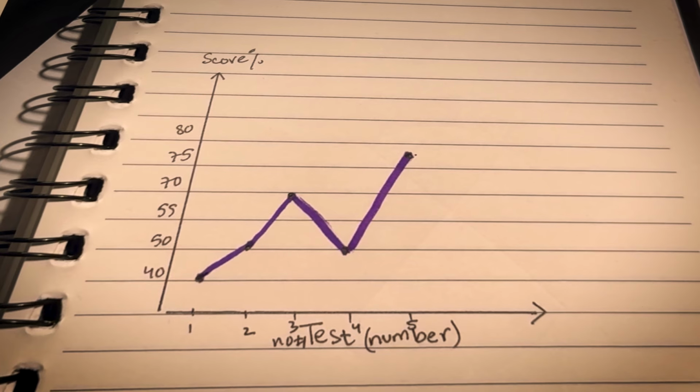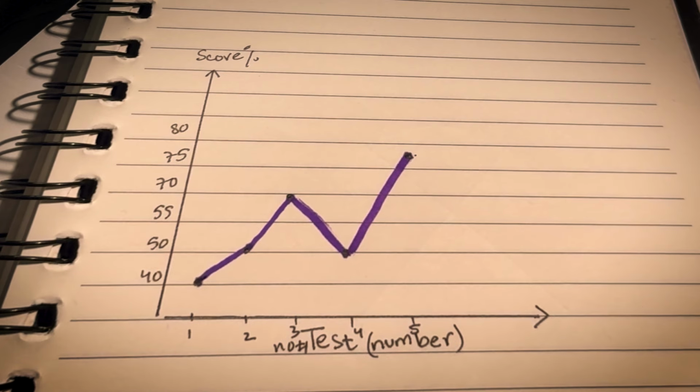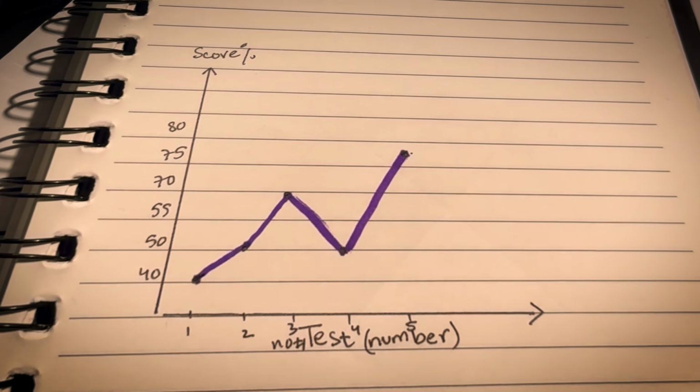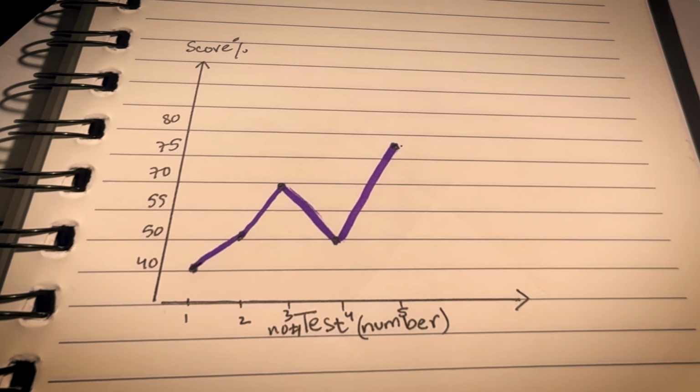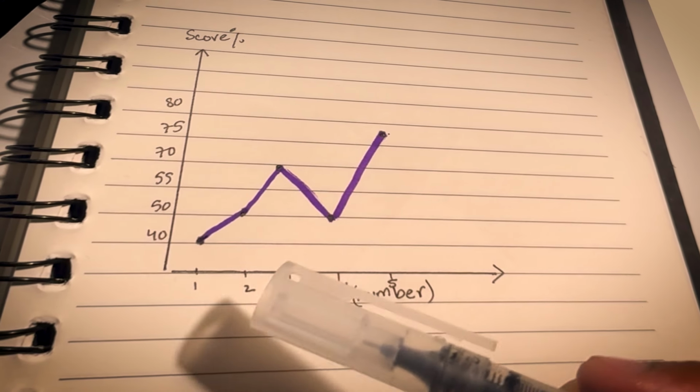You learned from that dip and came back stronger. This is your best score yet. Now look at this complete line. See all these ups and downs? That's what we call noise or volatility. You will have peaks and you will have valleys.